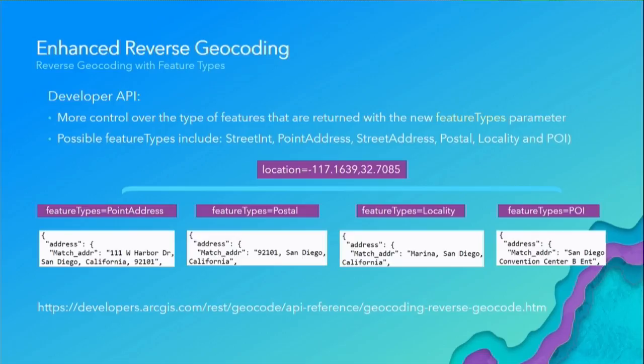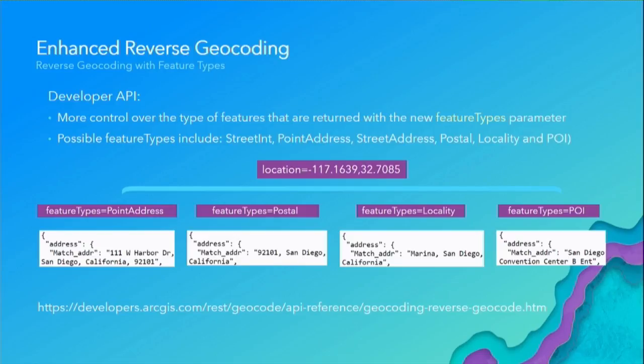So I've got some different examples here of how this works. I've got one location, and I pass in that location with 4 different feature types. And in each case, I'm actually getting back a different answer for that location. So if I'm passing in that location and asking for the point address at that location, I get back the point address information. If I'm asking for the postal code, I'll get back the postal code information. And if I'm asking for the locality, it will tell me that it's in the Marina District in San Diego. And if I ask for the closest POI, it's actually saying the closest POI is the San Diego Convention Center and entrance B for the San Diego Convention Center.